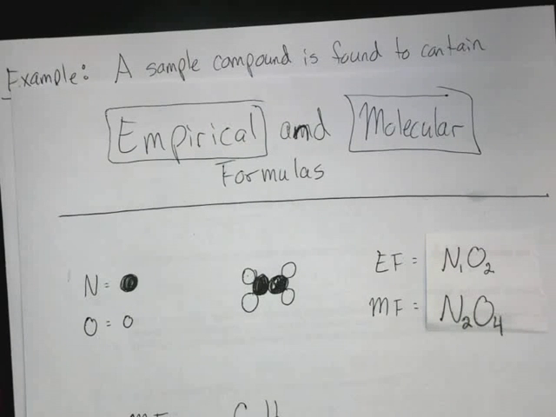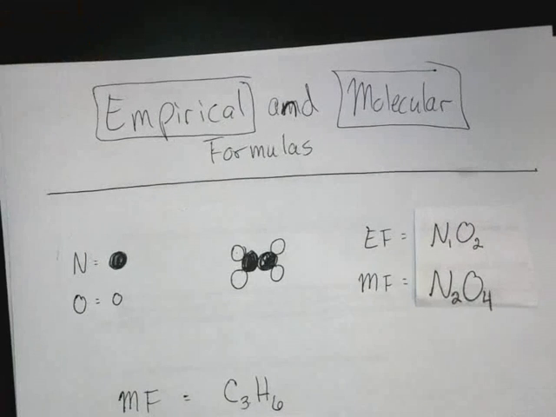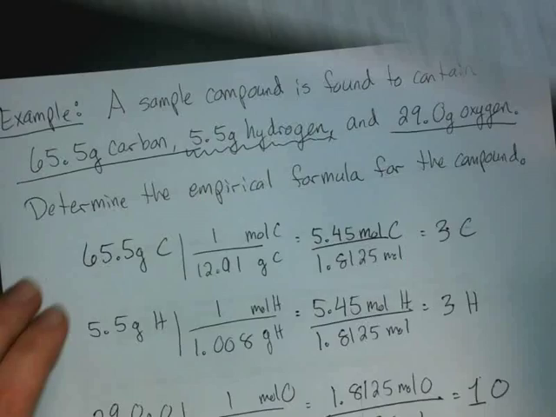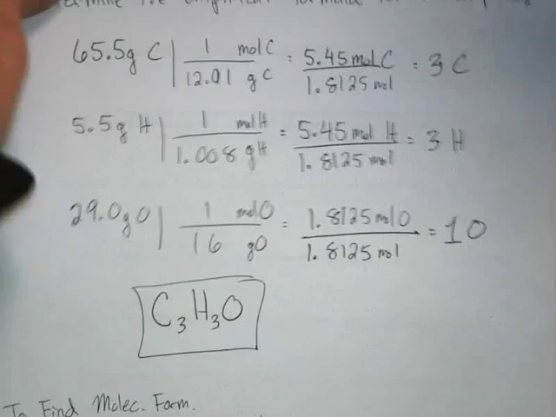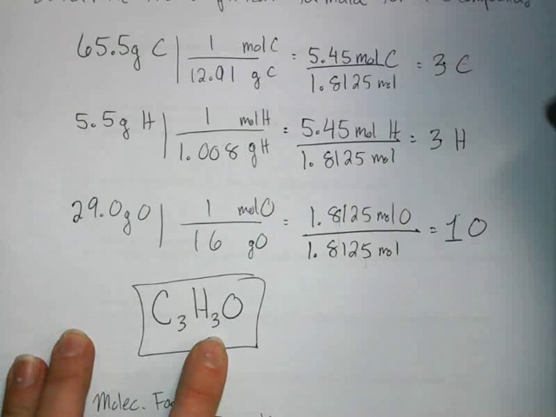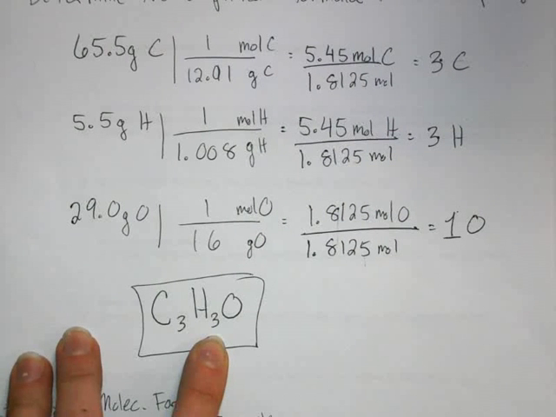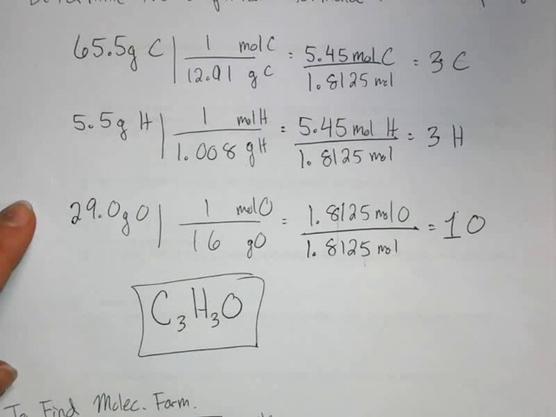Okay, this is the second video for empirical and molecular formulas. We had just gone through this example where we found the empirical formula to be C3H3O. Now, let's figure out the molecular formula for this.